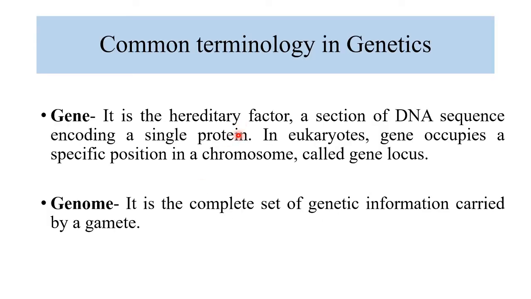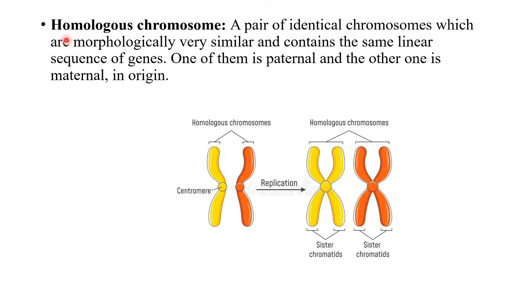Now we can familiarize some of the common terms used in genetics. First one is gene. As I already said, gene is the hereditary factor. It's a segment of DNA sequence encoding a single protein. In eukaryotes, a gene occupies a specific position in a chromosome called a gene locus. And then next one is genome. It is the complete set of genetic information carried by a gamete.